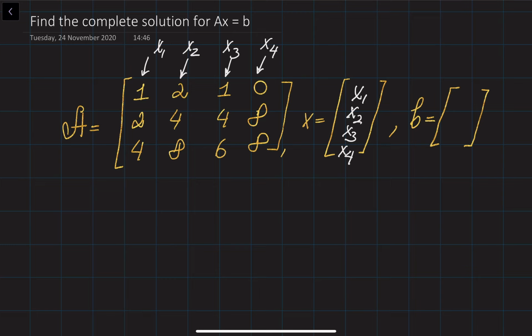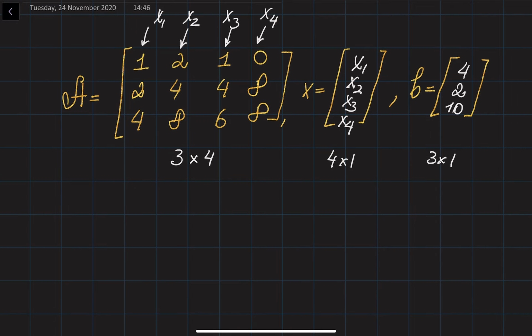And please note that when you multiply the matrix A, which is this 3 by 4 matrix, by this vector X, which is a 4 by 1 vector, the multiplication is going to give you a 3 by 1 vector. So essentially, the right-hand side is a 3 by 1 vector, and its components are equal to 4, 2, and 10.